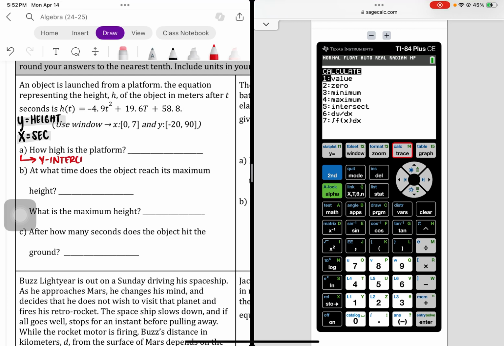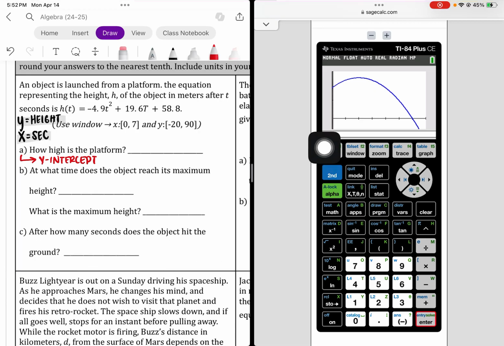We know that when we're talking about this, our x value has to be 0. So we already know a specific value that we want. So we're going to go ahead and use that value, or number 1, and click enter. And notice that it's only giving us an x value. So really, we can only use that first option to find our y-intercept. But we know for a y-intercept, the x value has to be 0. So we're going to plug in 0, enter.